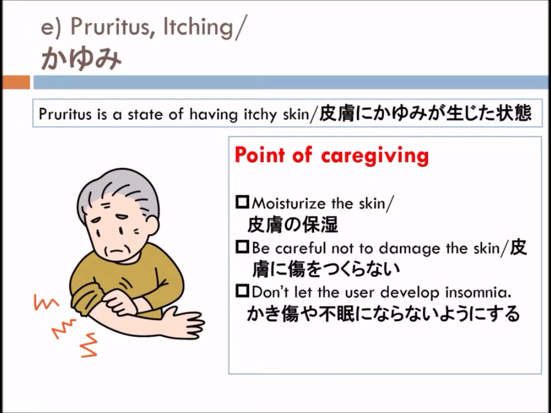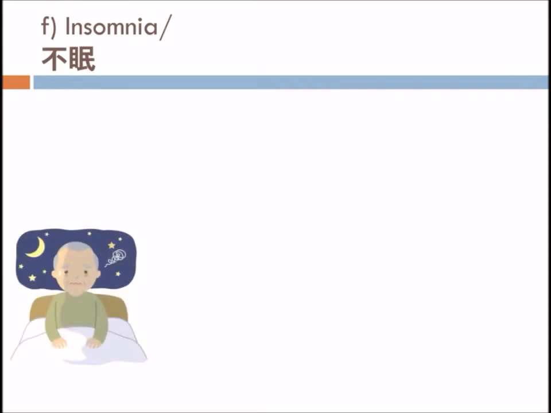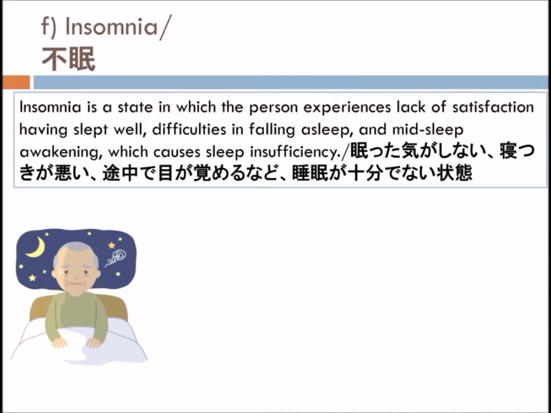Don't let the user develop insomnia, to avoid infectious disease. Insomnia is a state in which the person experiences lack of satisfaction of having slept well, difficulties in falling asleep, and mid-sleep awakening, which causes sleep insufficiency, caused by changes in sleep content, etc. Symptoms are frustration, fatigue, malaise, etc.